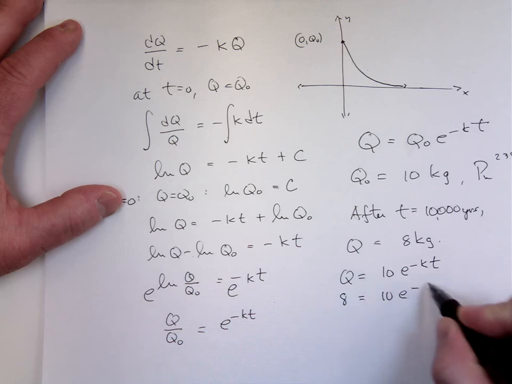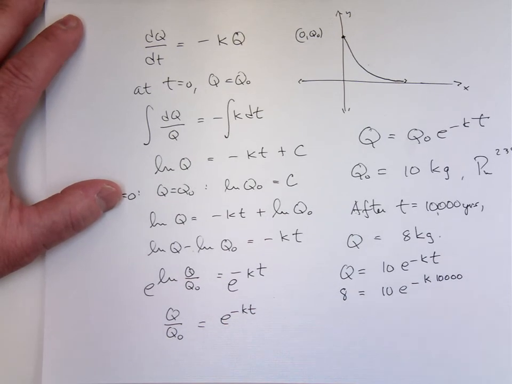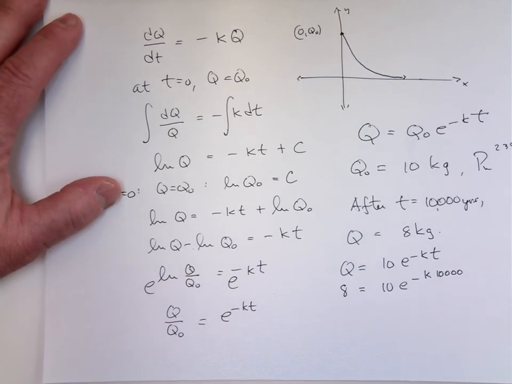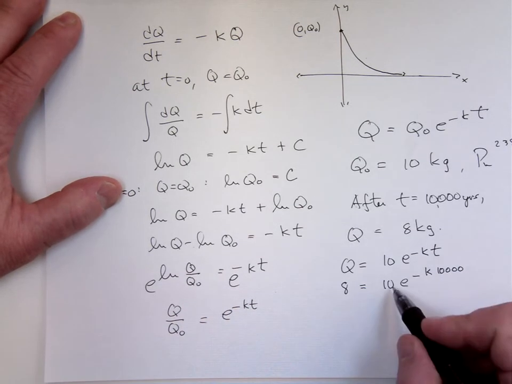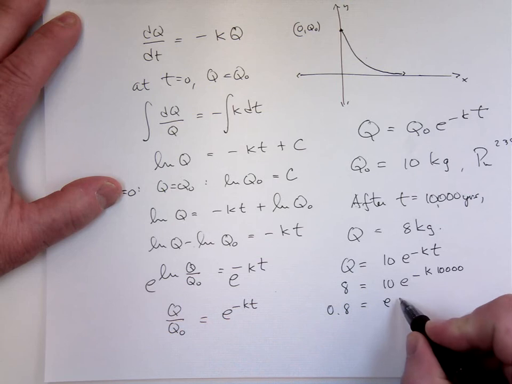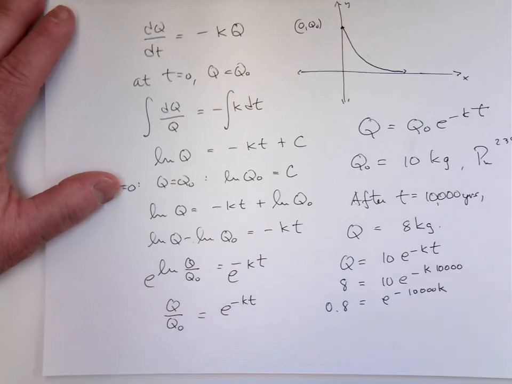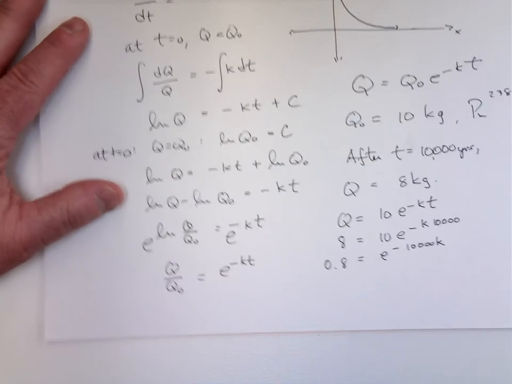What we're doing here is solving for the rate of decay. Divide by 10. Take the natural log of each side. The natural log of e to that exponent is that exponent.